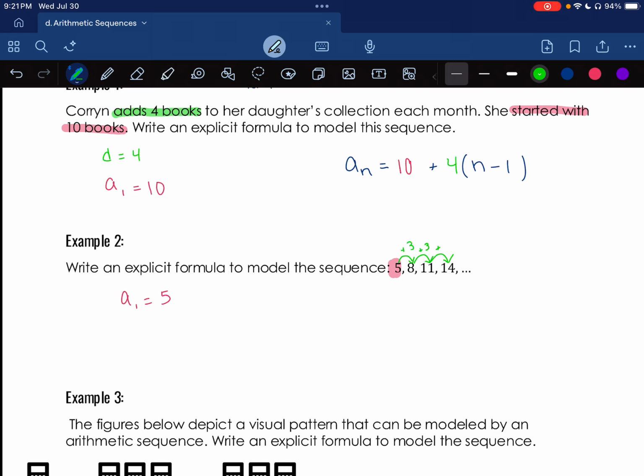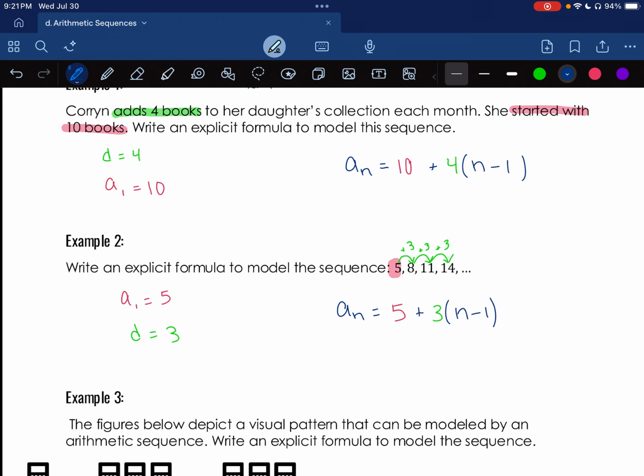All right, so now let's write our form. A sub n is going to be equal to 5, my starting amount, plus 3, my common difference, times n minus 1. And that explicit form is super nice because you can find any term number you want and you don't have to write out the whole thing.